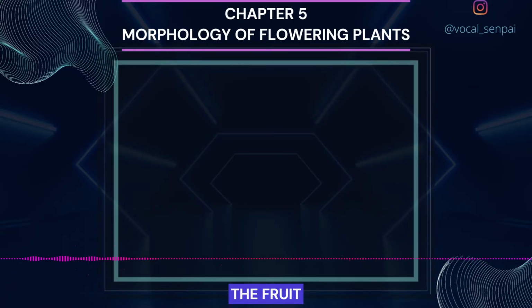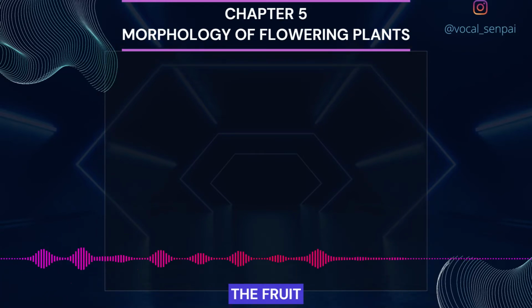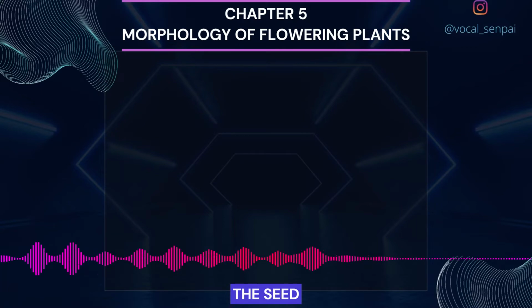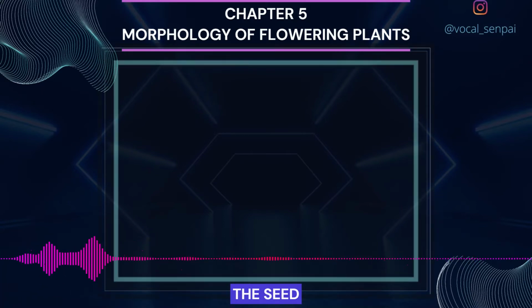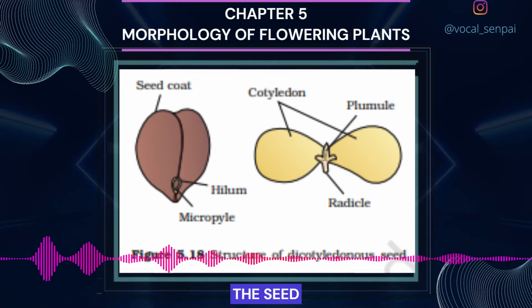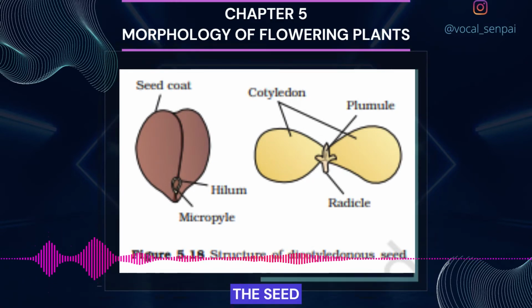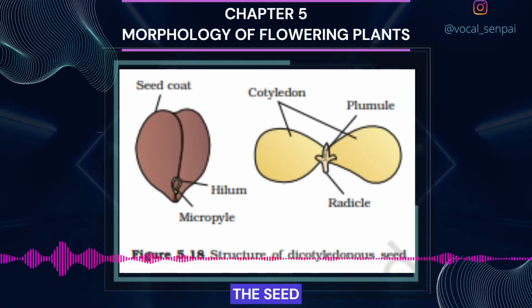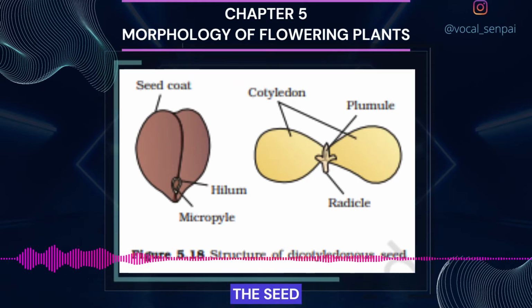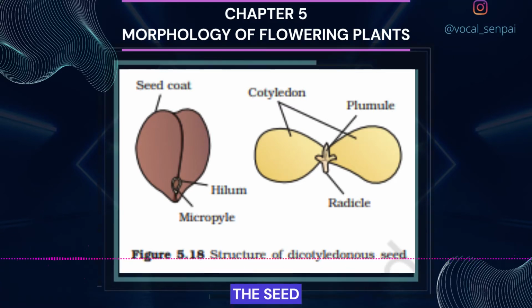In coconut, which is also a drupe, the mesocarp is fibrous. The seed. The ovules after fertilization develop into seeds. A seed is made up of a seed coat and an embryo. The embryo is made up of a radicle, an embryonal axis and one, as in wheat, maize, or two cotyledons, as in gram and pea.